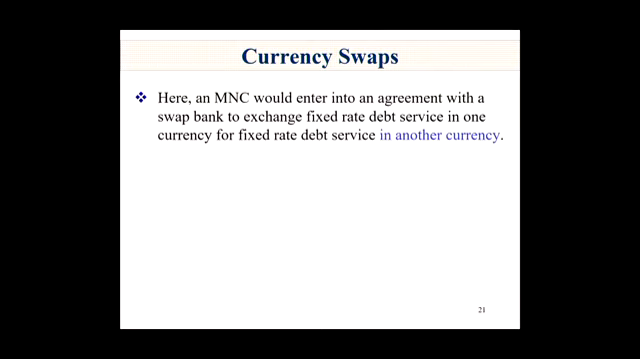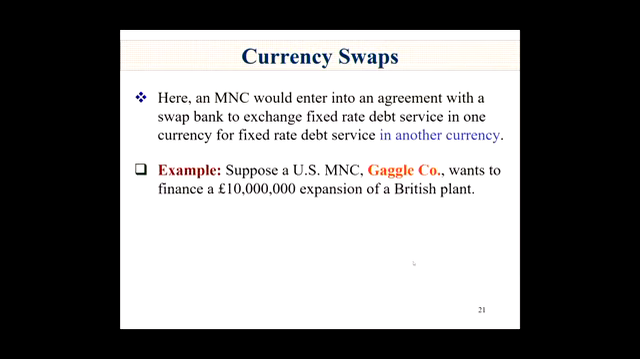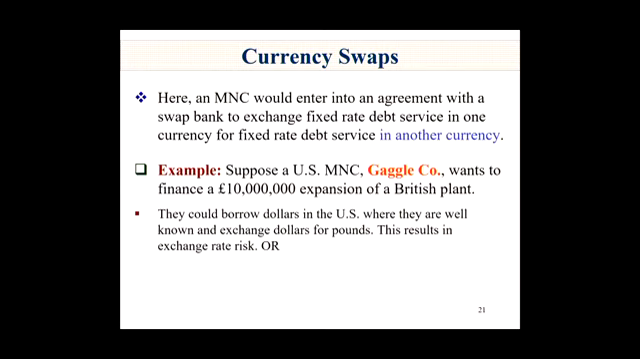The second type of swap is a currency swap. Okay. So what happens here is that a company would enter into an agreement to swap debt in two different currencies. We'll look at a fixed rate debt, for example. So a US multinational company called Gaggle Company wants to finance a £10 million expansion of a British plant. All right. So US multinational company, where are they based? In the US, all right? So they could borrow in the US and then exchange for pounds to finance their expansion.